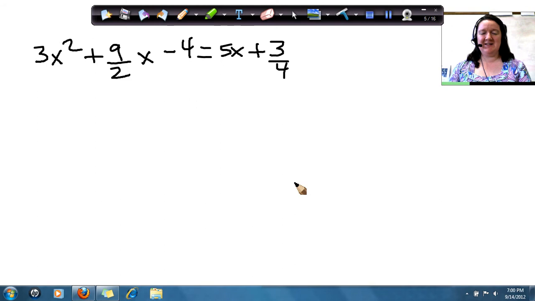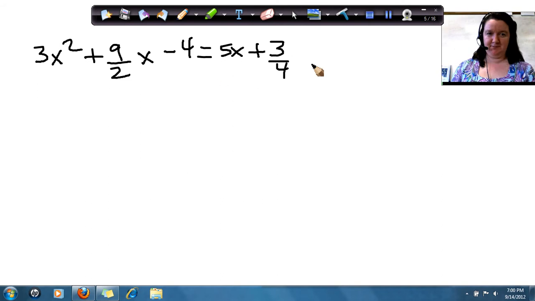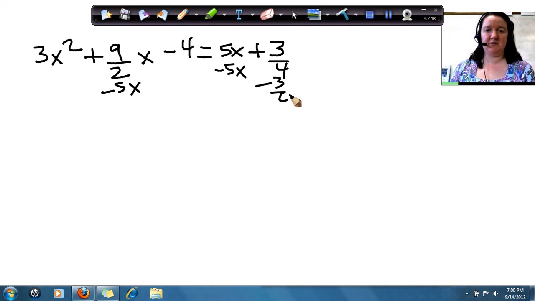Now, as I look at this, I can solve it by any method, but nothing's particularly jumping out at me, so I'm going to get everything on one side and use the quadratic equation. So I'm going to subtract 5x from both sides, and I'm going to subtract 3/4 from both sides.